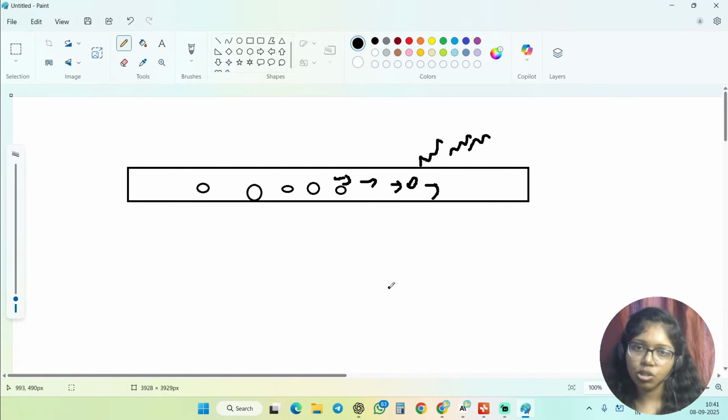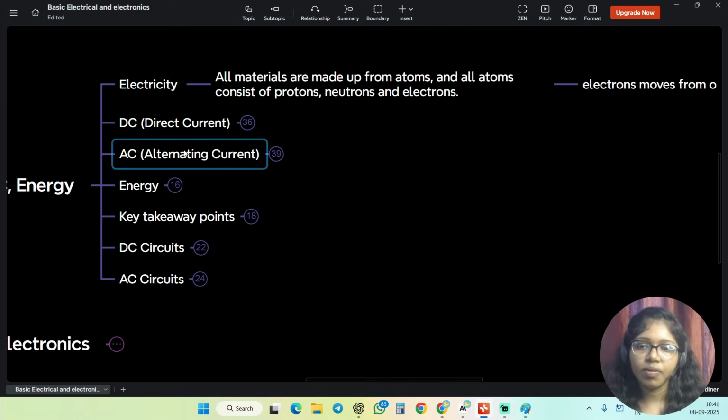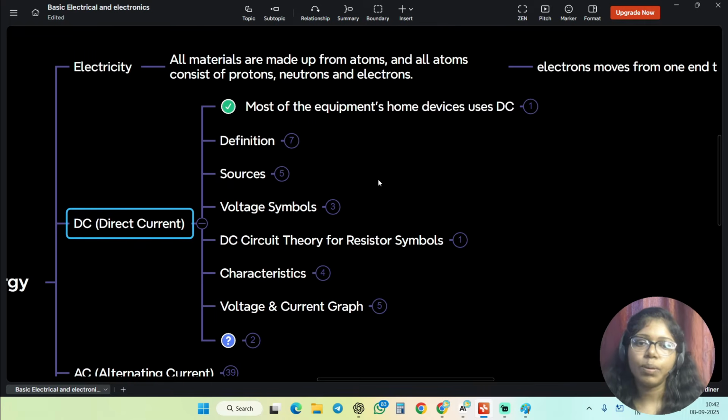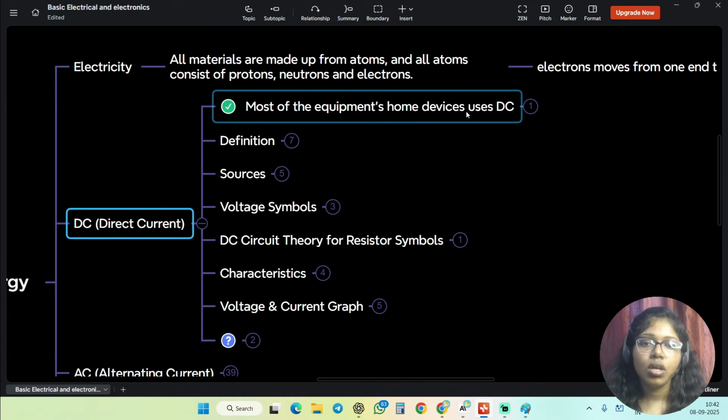But here there are two different things. One is DC current and the other is AC current. DC means direct current and AC means alternating current. So what is the difference between these two? We will discuss what this DC current is.